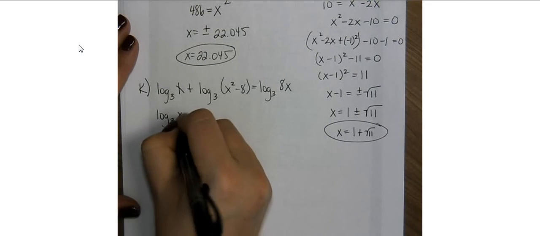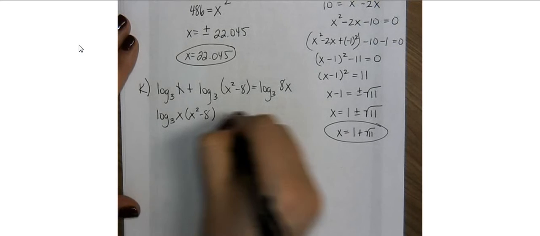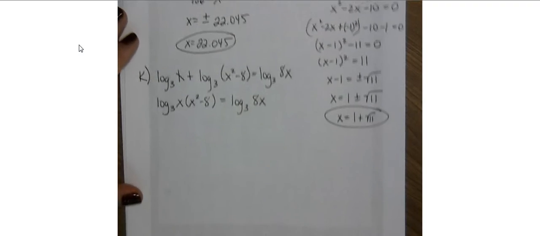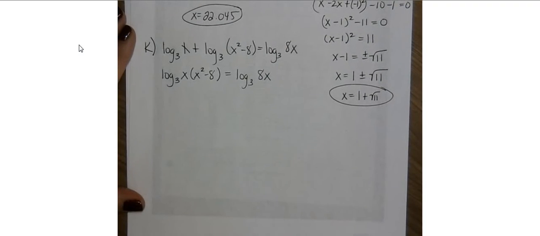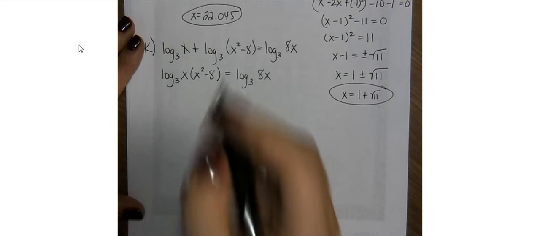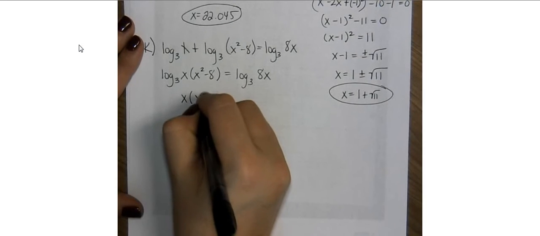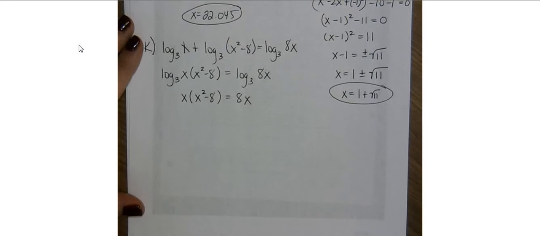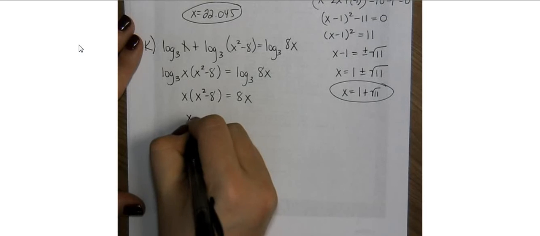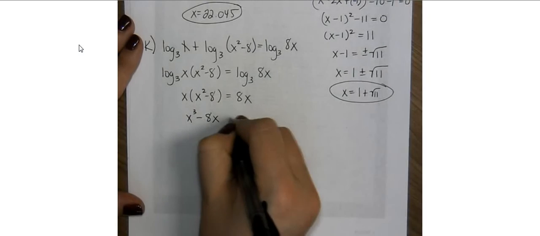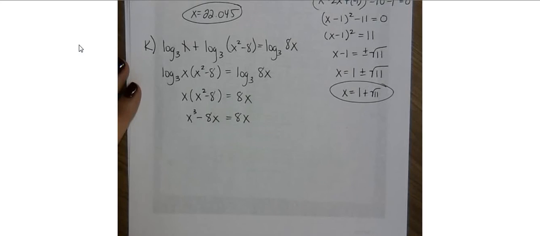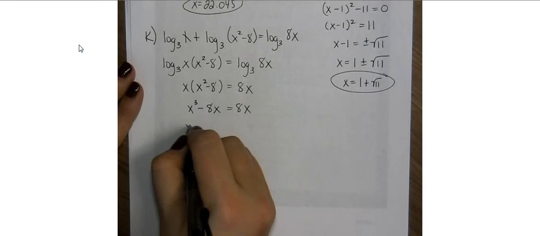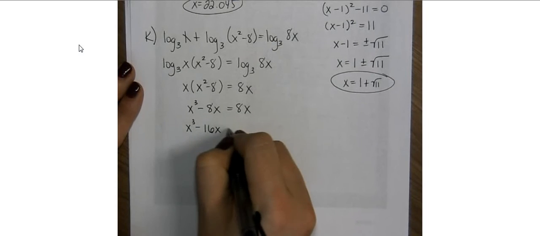So I have x times x squared minus 8 equals log base 3 of 8x. And then I have log base 3 on both sides, so I can apply the one-to-one property, and those cancel, leaving me with x times x squared minus 8 equals 8x. If I distribute, I get x cubed minus 8x equals 8x. And then you don't want to add over the 8x. You have to subtract over the 8x and set this equal to 0. So you have x cubed minus 16x equals 0.